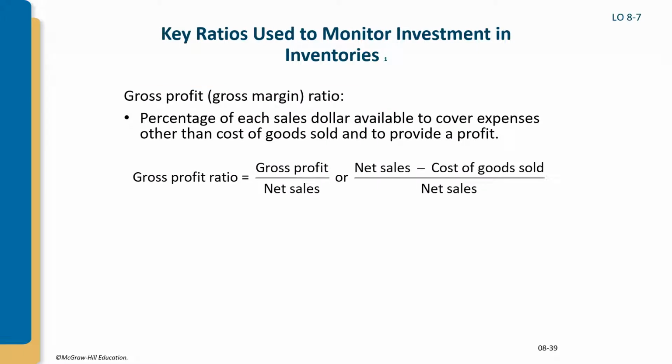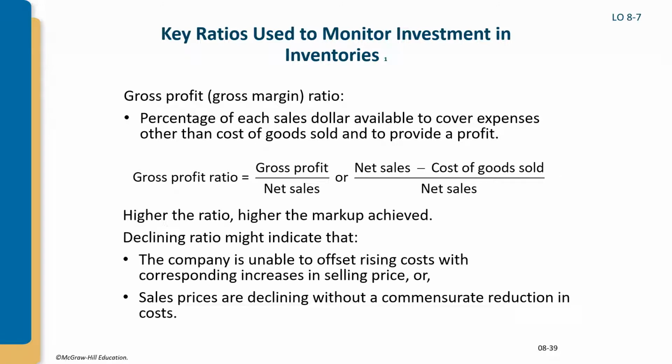Some other items before we get into this LIFO and how we remedy these LIFO liquidations. Important ratios companies use to determine how well they are doing with pricing and managing their inventory. Gross profit ratio, which takes gross profit, net sales minus cost of goods sold, divided by net sales. Tells you our percentage of profit on our sales.